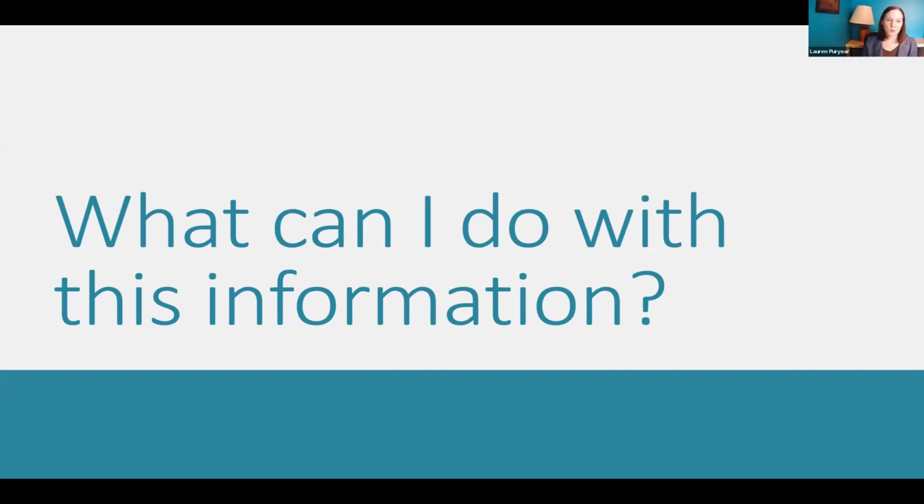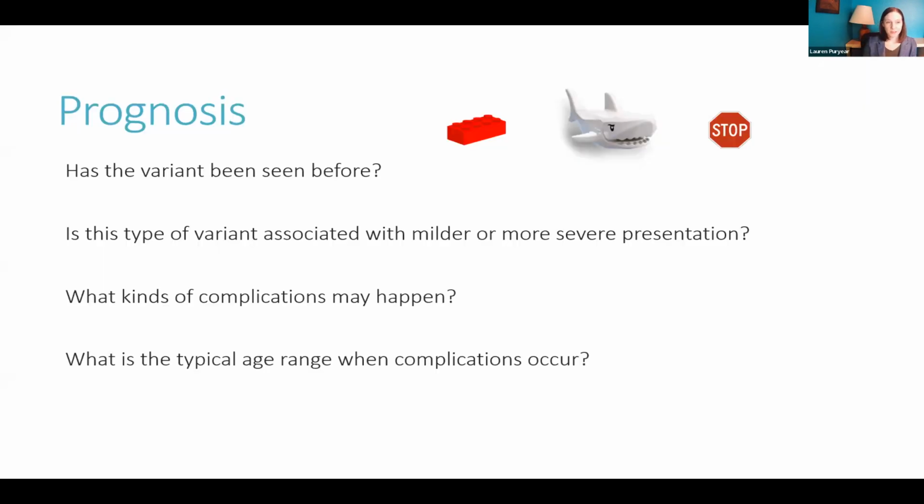So what can you do with the information from this genetic test report once you know that you have a variant in a particular gene and that variant is classified as pathogenic or likely pathogenic, so you've got a diagnosis of a condition? Sometimes that specific variant is useful in figuring out prognosis. If that variant has been seen before in other people or other families, you might be able to get information about what happened with them.